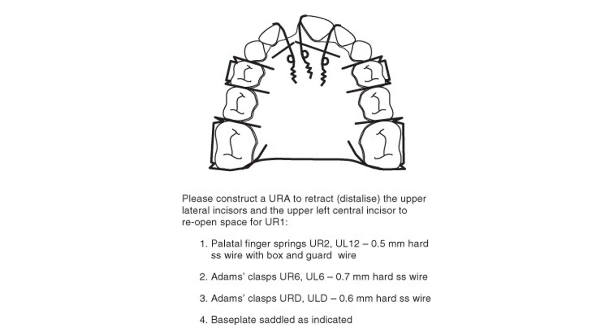So the design is as follows. You need to draw the design like this on the lab card or in the exam paper, and then you need to state the location of the springs, the active component, the retentive component, and the base plate.